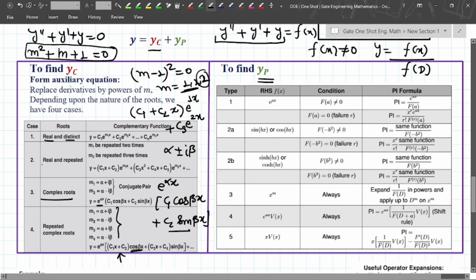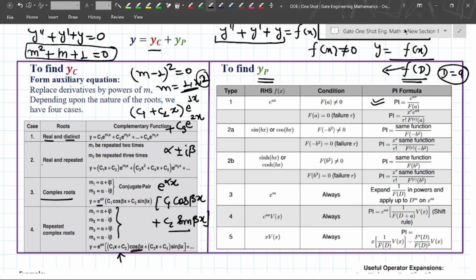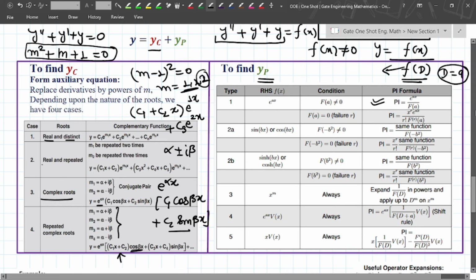If it is e to the power of a x, you put d equal to a, which is the coefficient of x in the power of e. If on putting it the result is not equal to 0, then that is the particular integral. If it is going to be 0, then you have to differentiate the denominator, and in the numerator you multiply by x. Again you put the value of d. If it is still not working, you repeat the same process until it is satisfied.